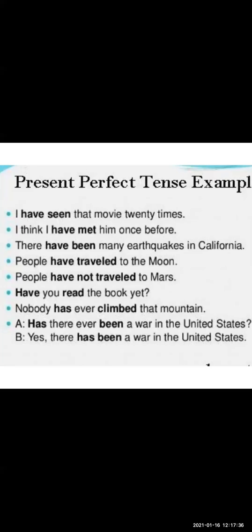So this is the example of present perfect tense. All right. Now see here, I had taken the selfie. This is the example of past perfect tense. I had, was, these are the helping verbs which come under past perfect tense.